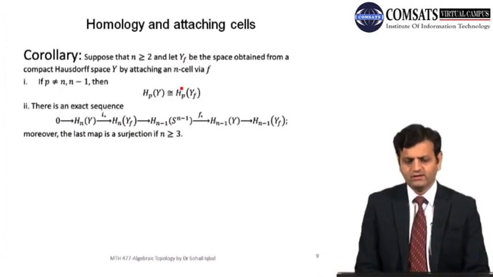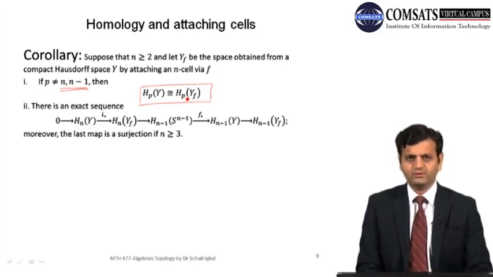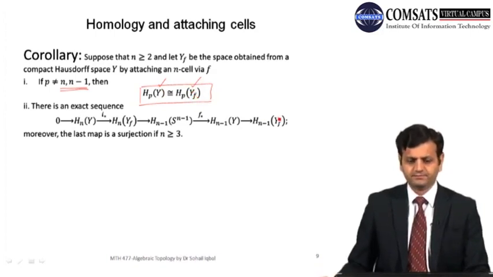Our next corollary is very important, and basically it's an easy consequence of the previous theorem, but unfortunately we are not going to see the proof. The corollary says that apart from the top homological groups, the rest of the homological groups of Y and Yf are isomorphic. In other words, when we are attaching a cell to a space Y, if we know, apart from the top two homological groups, the rest of the groups of Y, then it will help us in calculating the homology of this space Yf, which is obtained by attaching a cell with Y.